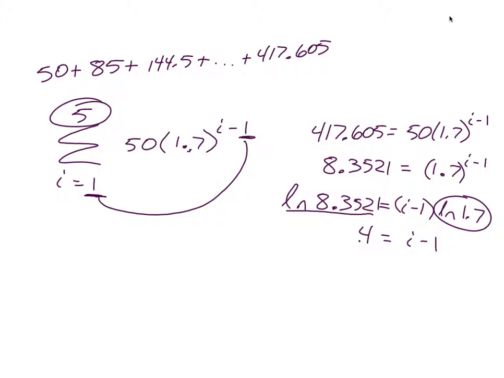Will there be a situation where only one of them is negative, one of those numbers in the natural log? Right, because if R was negative, this would still be positive. But if either one of them is negative, make it positive. Anytime you're looking for the number of terms and you end up with a negative inside the natural log, make it positive every time. Okay? All right.